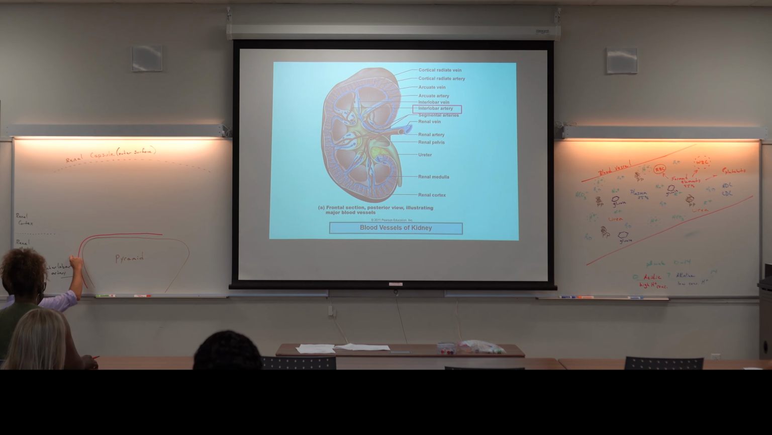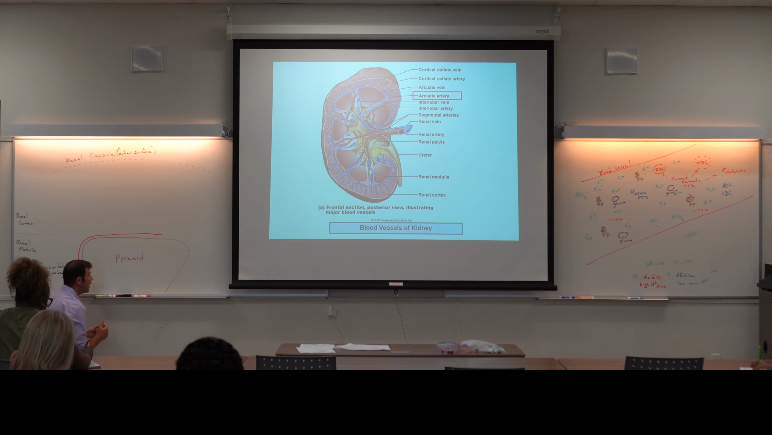Interlobar arteries, once they make this arc and are around the base of this pyramid, we're going to call them arcuate arteries. So let's see if we have them labeled here. Arcuate arteries, you can see, are the arteries, or we'll even call them arcuate veins if we were to draw the veins. They're found along the base of the pyramid. So let's call this arcuate artery.